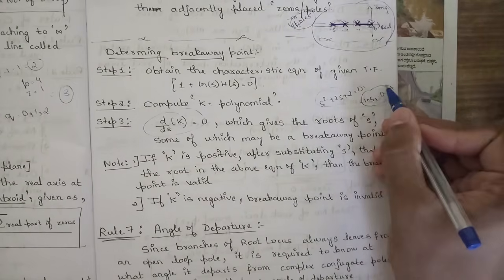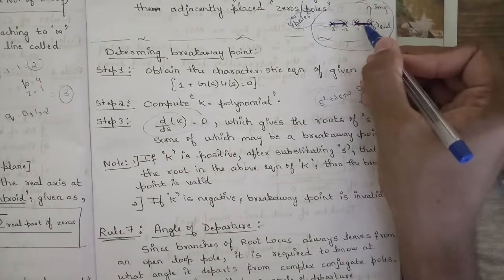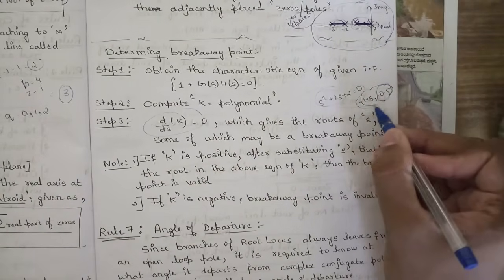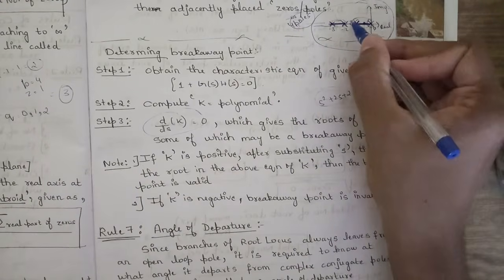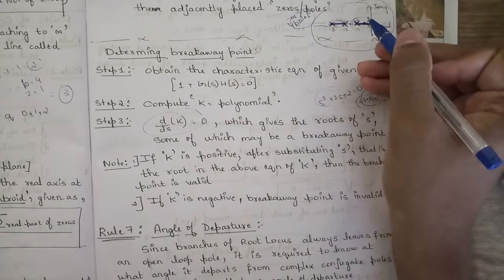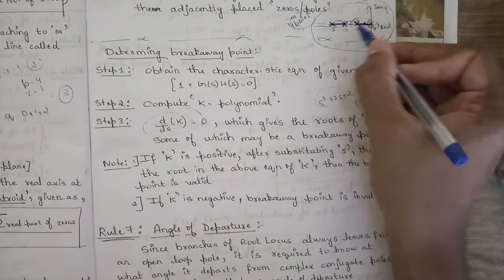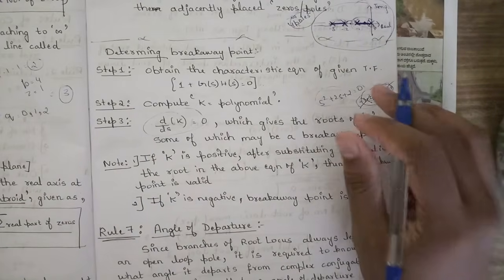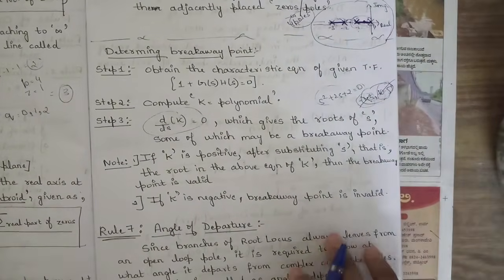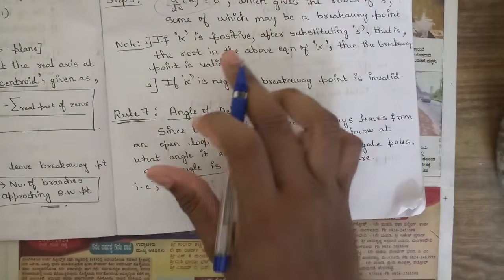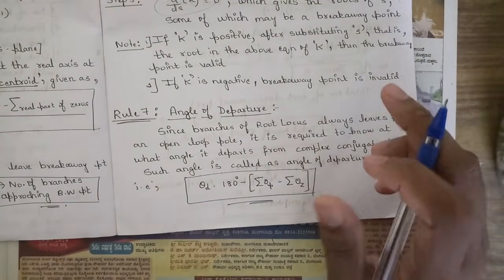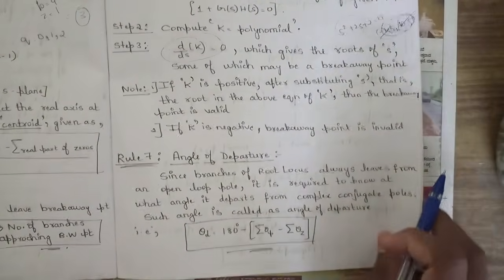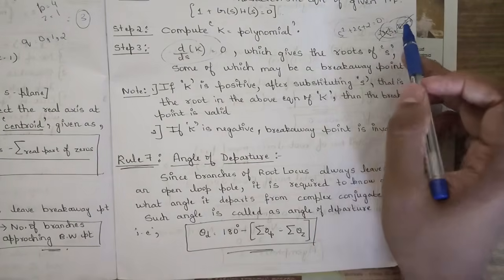How to check that? This minus 0.5, if it comes somewhere here, that is a part of root locus, so this is a valid breakaway point. And this minus 1.5, the second root, comes over here, but this region is not a part of root locus, so we won't have any breakaway point here. So this is an invalid breakaway point and this is a valid breakaway point. This is just an example I've tried to explain. We can also determine whether the breakaway point is valid or invalid by substituting the roots we have obtained in this K equation.